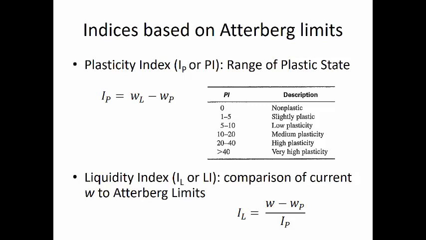index, which is the liquid limit minus the plastic limit, and then you have a range at which the plasticity is described there based on the plasticity index. You can also determine the liquidity index. That is just a value of the current moisture content and how it relates to the Atterberg limits. Okay, so you have just a simple range there of the current moisture content minus the plastic limit divided by the plasticity index. Okay, well, now let's get to the actual experimentation.